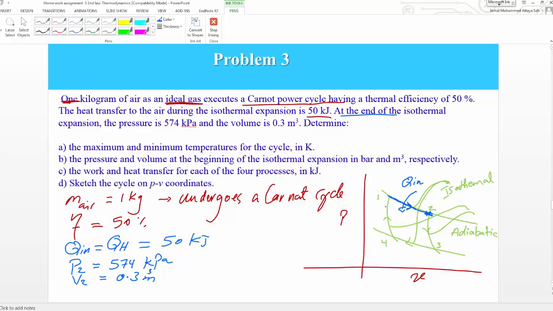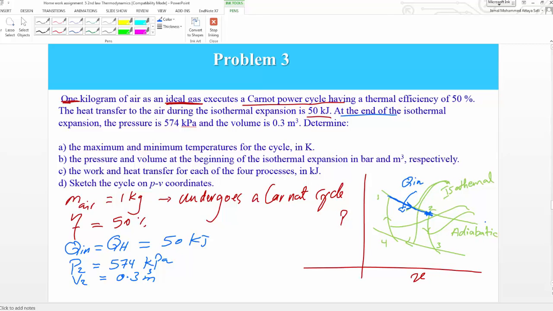The pressure and the volume at the beginning. So it needs to have P1, T1. It can ask me about also finding P2, V2. Or it can ask me something about point 4 here, for example. So you have some information, and by understanding the Carnot cycle, using the ideal gas law, you can find all the volumes, all the temperatures, and all the pressures at the four corners, for states or processes, and you can calculate the work. The work and the heat transfer for each of the four processes also has to be determined, and also sketch the cycle in PV.